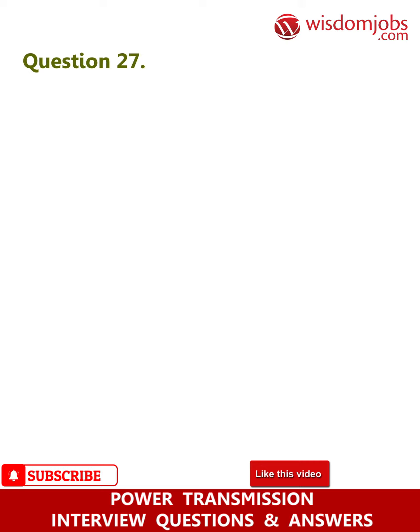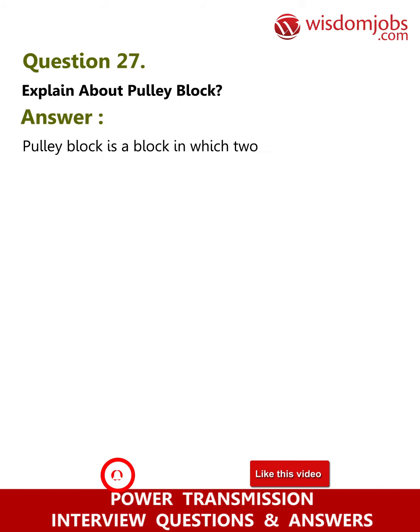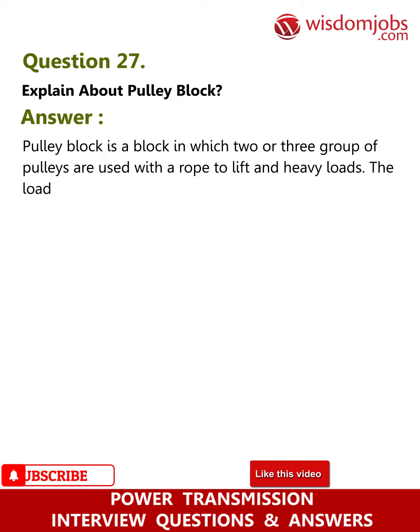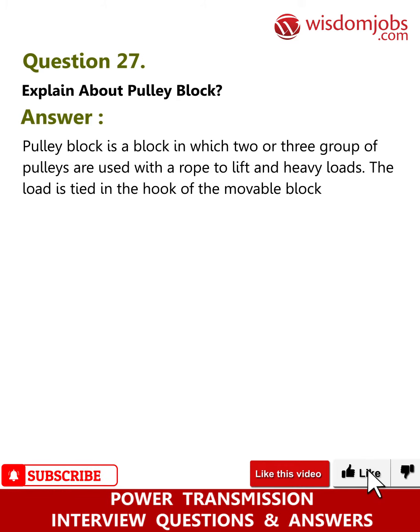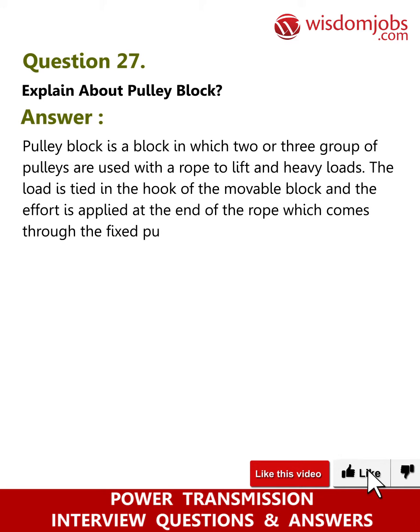Question 27. Explain about pulley block. Answer. Pulley block is a block in which 2 or 3 groups of pulleys are used with a rope to lift heavy loads. The load is tied in the hook of the movable block and the effort is applied at the end of the rope which comes through the fixed pulley block.